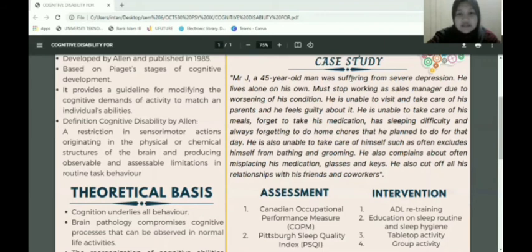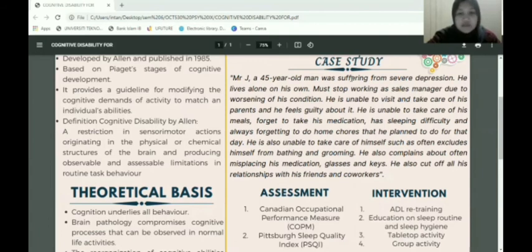So basically, the intervention that we can use for this problem is ADL retraining. The method that we can use for Mr. J is we can establish a routine for Mr. J to carry out. This also will help Mr. J, as he has a short-term memory problem, by following the routine that we have established for him.